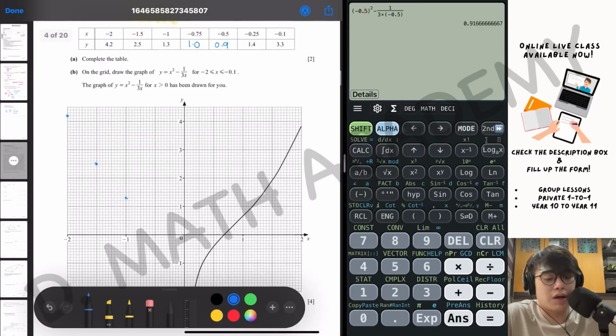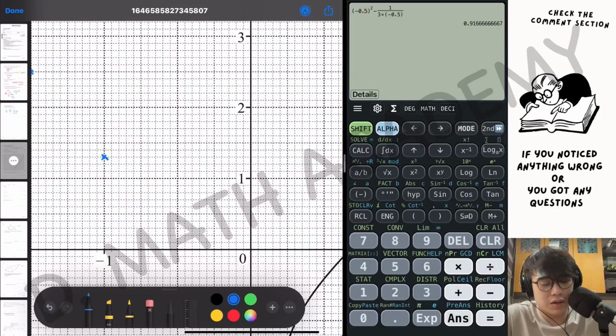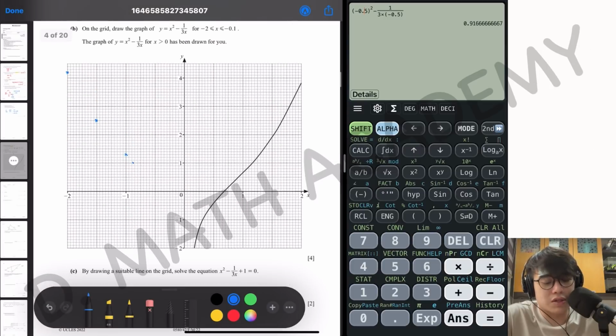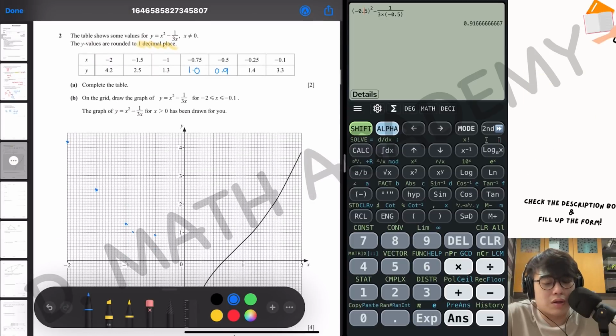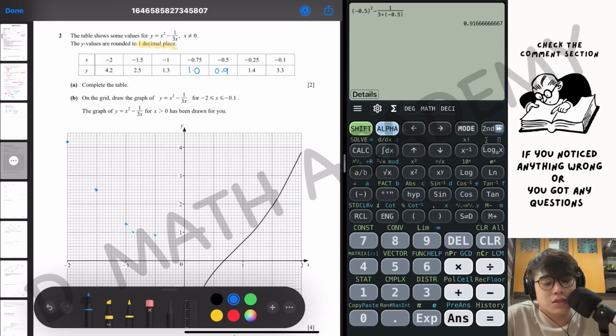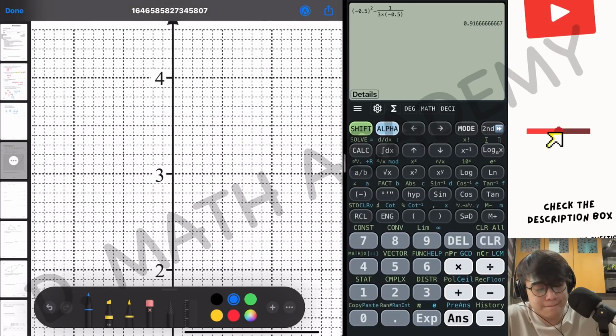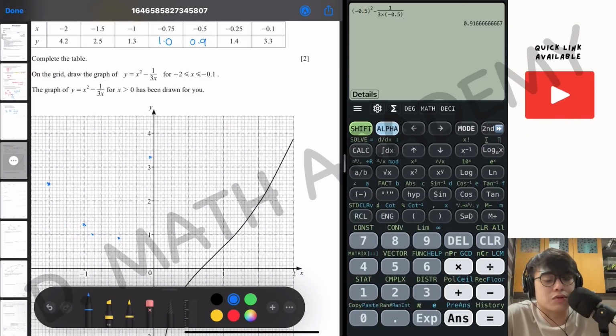And then what do we have? When it's negative 0.75, it was 1. And then when it's negative 5, it was 0.9. And then when it is negative 0.1, it is 3.3. And I missed out on one of them, which is 0.25.